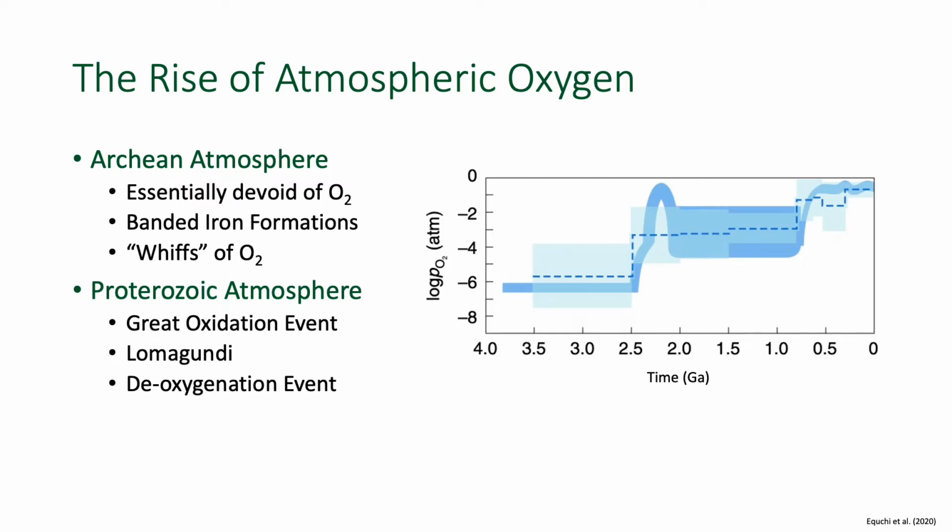As a result of the GOE and increased delivery of bioessential elements to the oceans, seawater chemistry became more conducive to widespread primary productivity. This resulted in an increased delivery of organic carbon to the seafloor and ultimately in a massive carbon isotope excursion known as the Lomagundi. While initial estimates following the Lomagundi suggested atmospheric oxygen remained high, trace element compilations and studies suggest the following period was actually characterized by a loss of atmospheric oxygen.